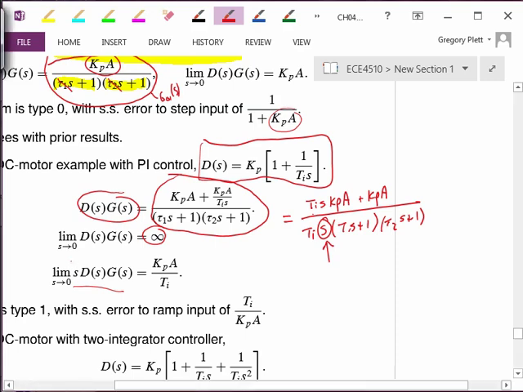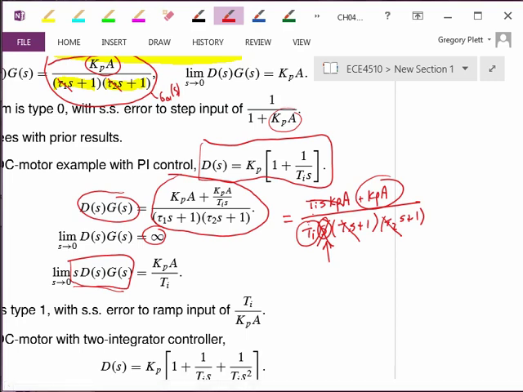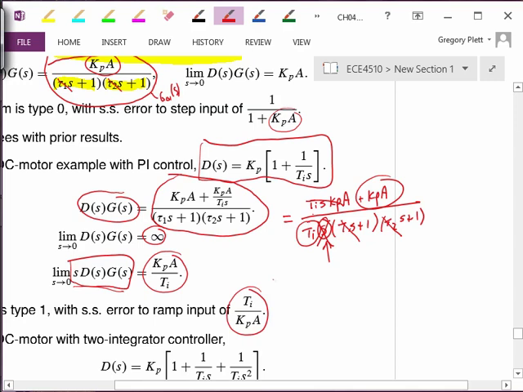When I take that pole at the origin and multiply it by s, that goes away, and then s goes to 0, and here, and here, and here. And to find the velocity error constant, I just have KPA divided by Ti is all that's left. And the error is 1 over the velocity error constant. And so it's 1 over that. So this is the velocity error constant, and this is the steady state error, which is 1 over that.